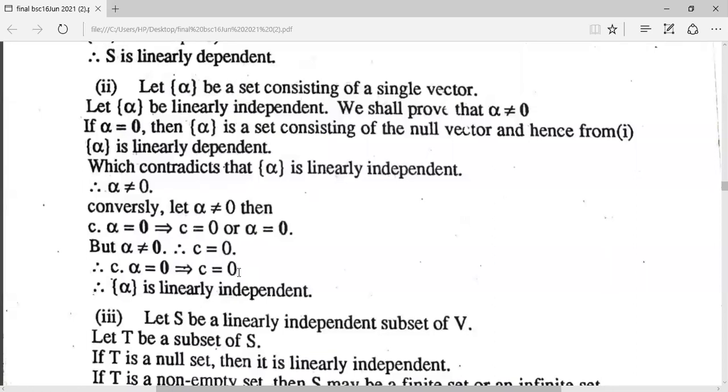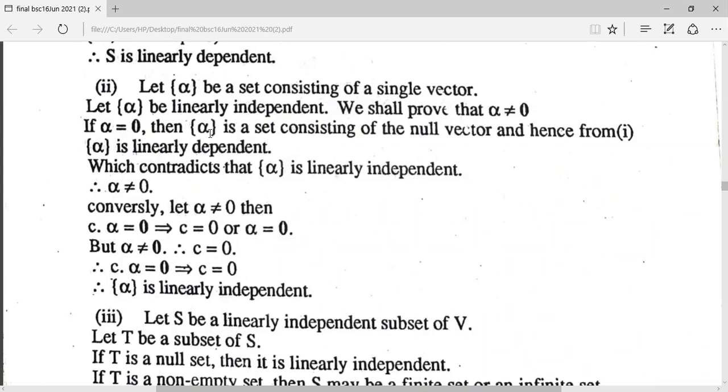In the linear independence definition, we have C1 alpha 1 plus C2 alpha 2, but here we have only one vector alpha in this set. Therefore, you cannot take alpha 1, alpha 2, alpha 3, alpha 4 like that. So, C into alpha equals 0 implies scalar C is 0. This is the definition of linear independence. We have only one alpha because the set here contains only one alpha.